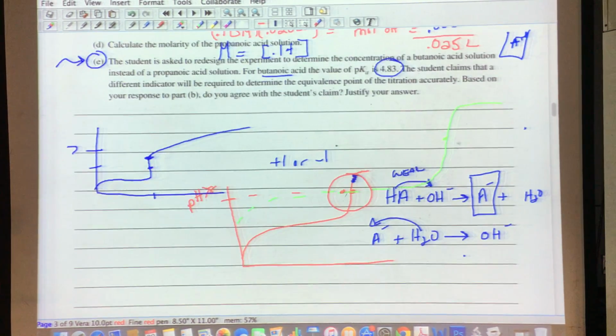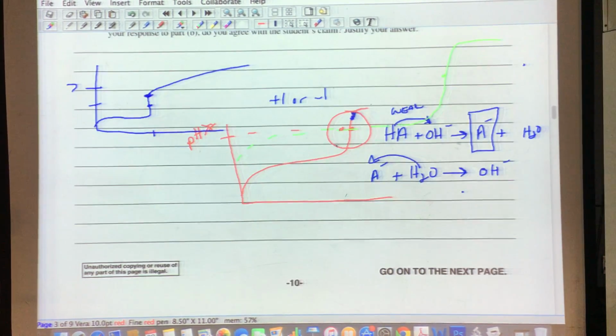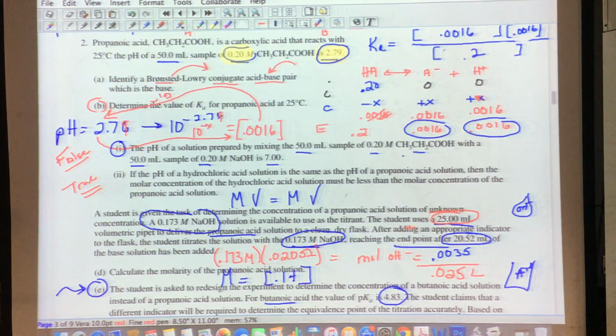So, do you agree with the student's claim that you need a new indicator? The answer is no, because the Ka's or the pKa's of both acids are similar, which means the amount of dissociation or their equivalence points will also be similar. Okay? That's really all you need to say there. All right, so that's a nice little acid-base problem. They're constantly asking you why, though, if you noticed.